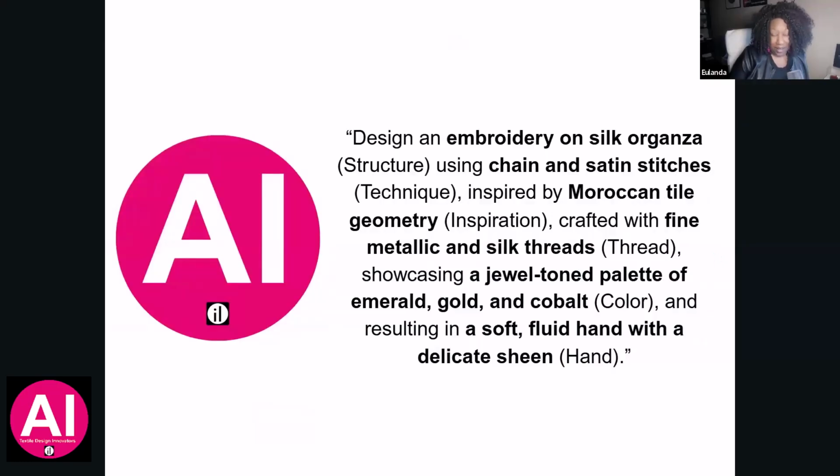Here's an example of a prompt. Design an embroidery on silk organza. So that's the structure. I'm using chain and satin stitches, which is the technique. Inspired by Moroccan tile geometry, which is the inspiration. Then crafted with fine metallic and silk threads, which is the thread. Showcasing a jewel tone palette of emerald, gold, and cobalt, which are the colors in this situation, and resulting in a soft, fluid hand with a delicate sheen, which is the hand.